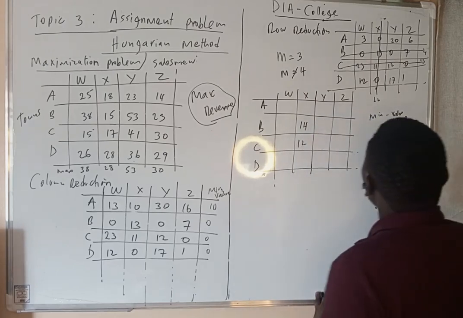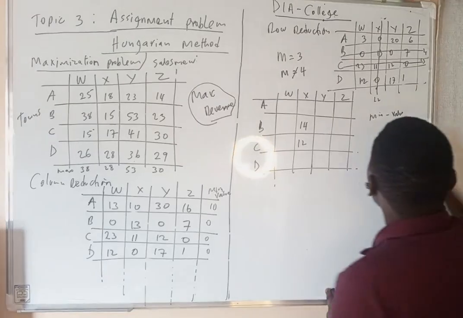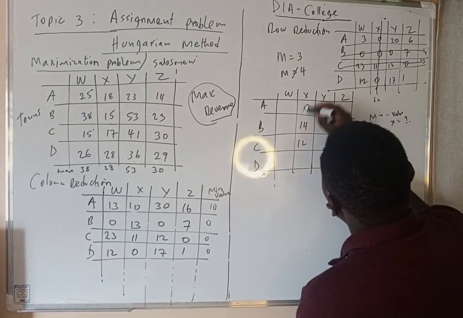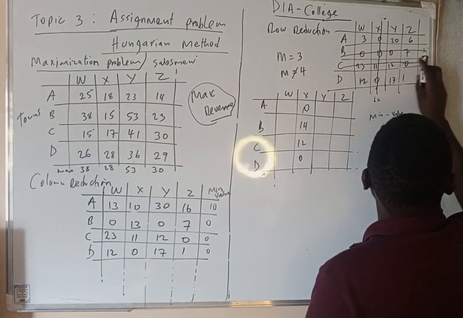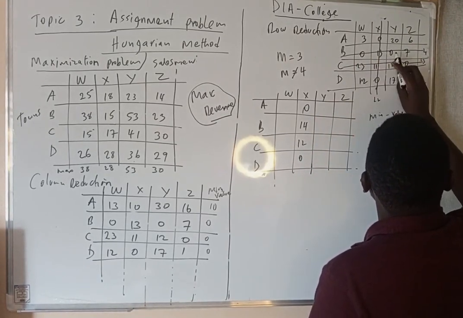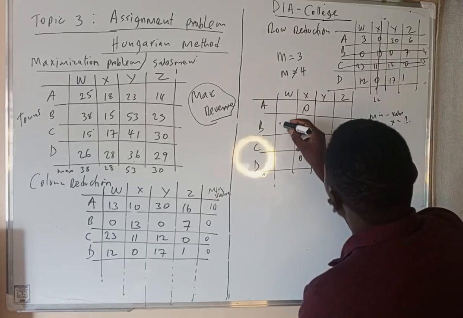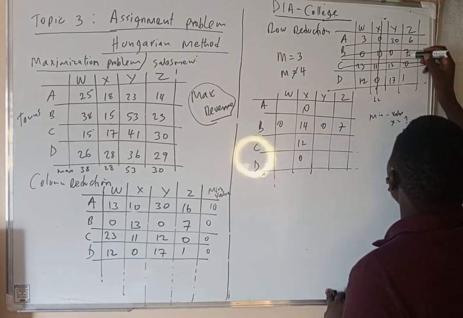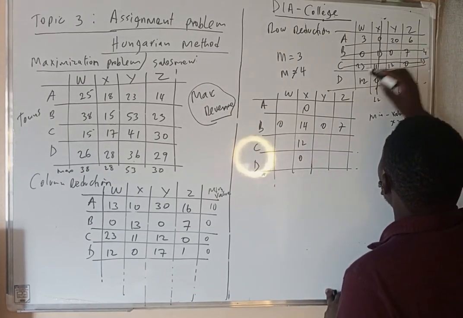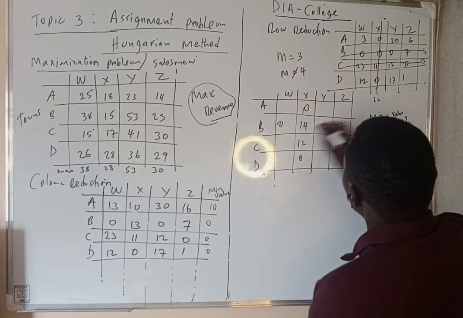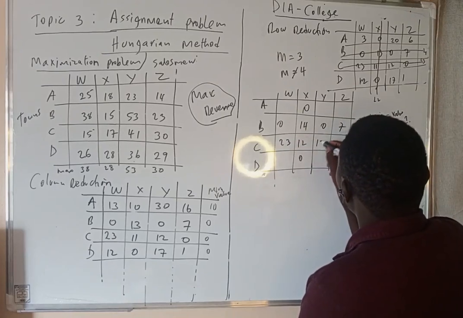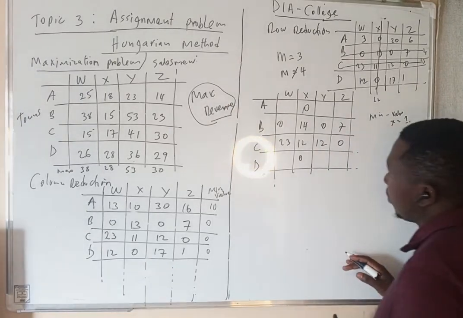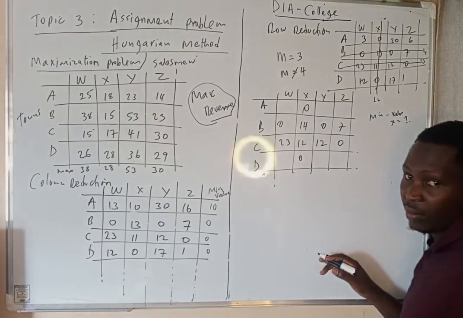Now let me bring back all the values covered by 1 line. So I have 0, 0 here, 0, 0. This line number 2 covers 0, 0, 7. I can also see the other line covered here by 1 line. I have 23, 12 and 0.